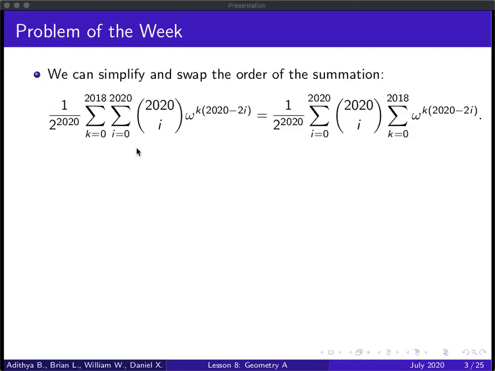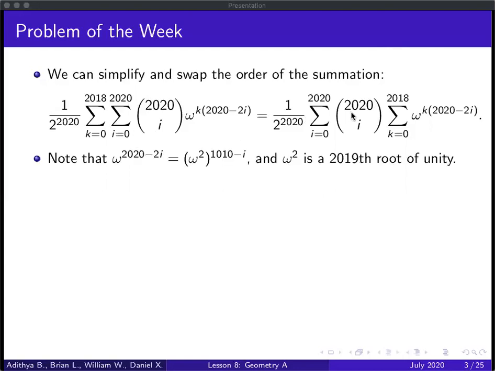So does anybody know how to evaluate the innermost sum now that we've swapped the sums? Yeah, so the form looks a bit strange, but if you notice, the only thing we're varying is k in the sum. So actually, this is just a geometric sequence. So note that omega to the 2020 minus 2i is equal to omega squared to the 1010 minus i, and omega squared is a 2019th root of unity. So this number is as well.